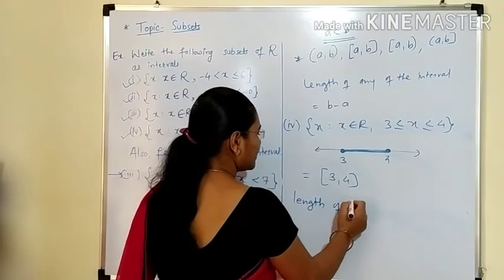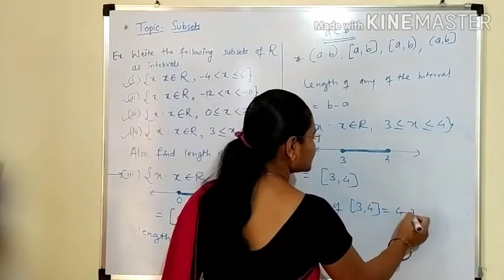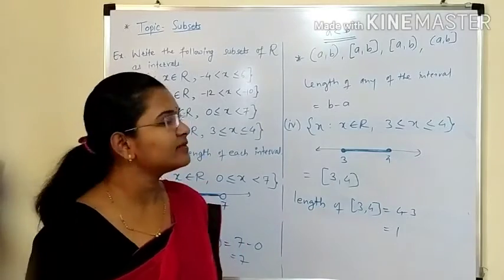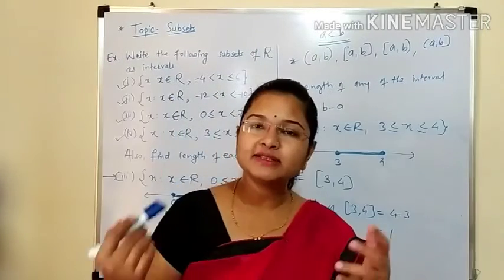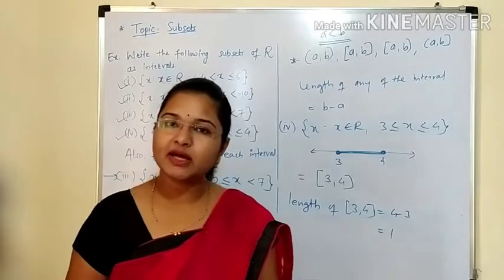What is the length of the closed interval [3, 4]? That is equal to 4 minus 3, which equals 1. Getting? Any doubt in all these questions? If any doubt is there, please ask your doubts, clarify your doubts. After this session also you can ask your doubts.